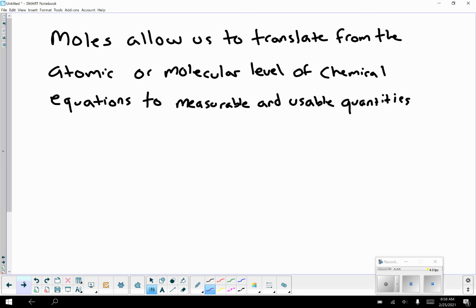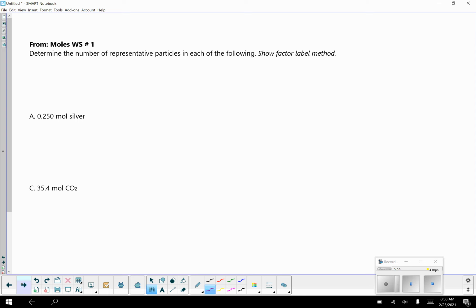So today, I'm going to go over a couple of the problems from the moles worksheet number 1, run through a couple of examples, and then go through a couple of examples of what is going to be your in-class assignment today, which is the Molar Mass worksheet number 2. First, going back to the moles worksheet number 1, this is the one that was already assigned to you for homework.